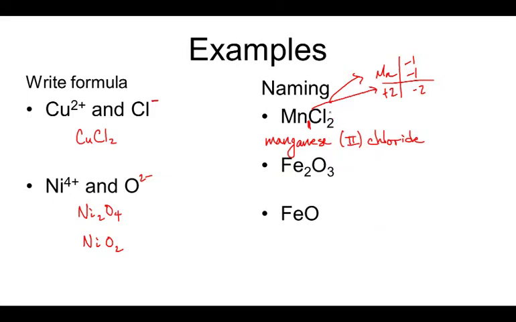You can also think about doing an opposite crisscross, but it doesn't always work. If you bring this 2 up here, it shows you that the manganese is 2 plus and this is minus 1.